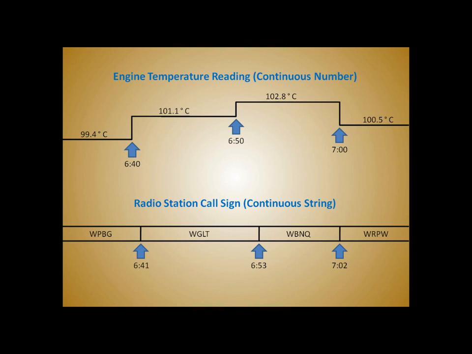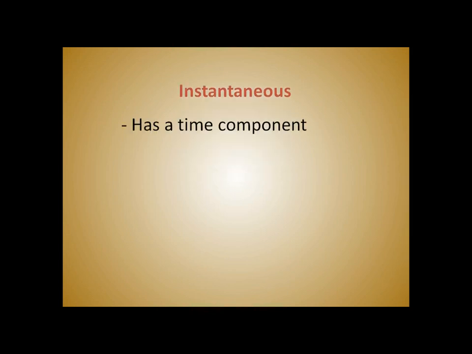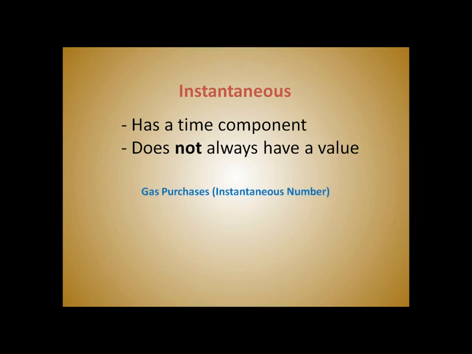On to our next prefix, instantaneous. Like continuous data types, instantaneous ones have a time component, but they do not always have a value. Instantaneous data types are often used to record occurrences of events. So, for example, my car often needs gas, and when it does, I go to the gas station and I charge the purchase to my credit card. Those charges could be recorded as an instantaneous number.